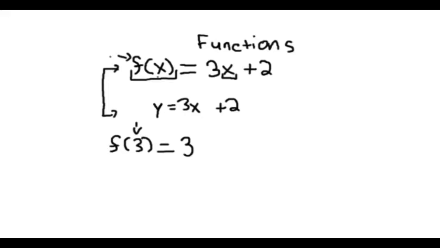So now I'm going to rewrite the equation, but wherever I see an x, I'm going to replace it with a 3. So instead of 3 times x, now I'm going to put 3 times 3, because keep in mind, a parentheses is the same thing as multiplication, plus 2. And now all I have to do is evaluate this expression. So 3 times 3 is 9, and 9 plus 2 is 11. And that's how you evaluate a function.